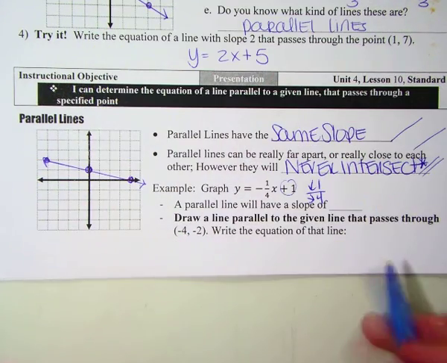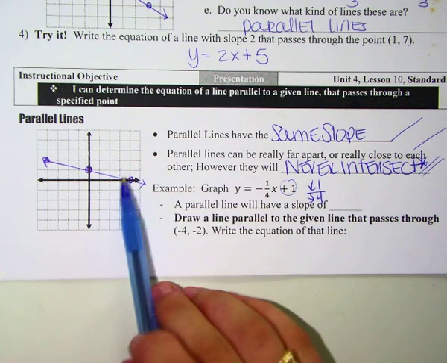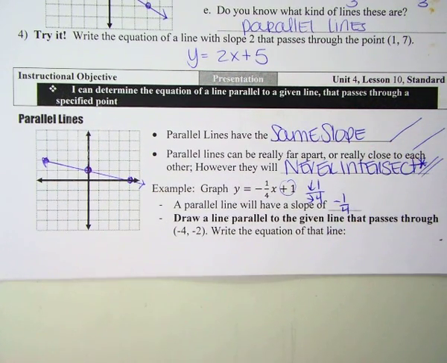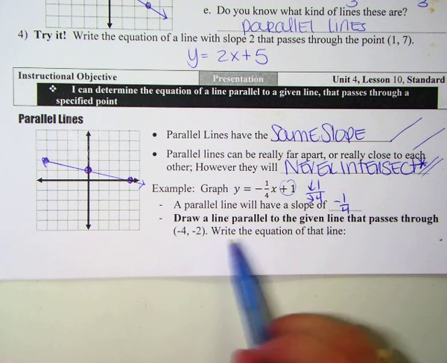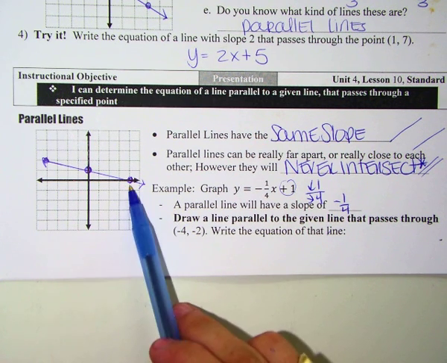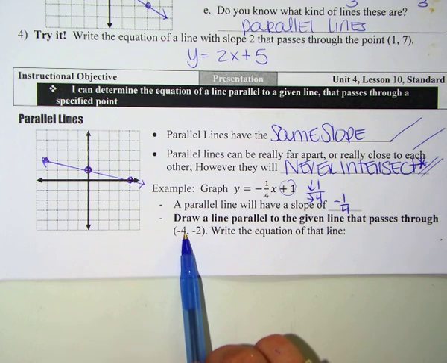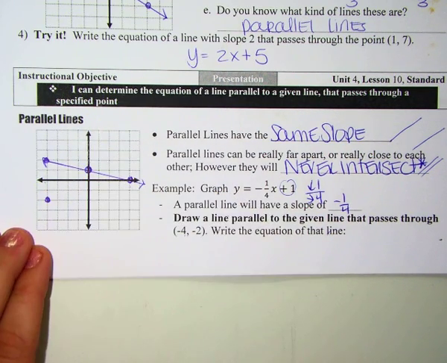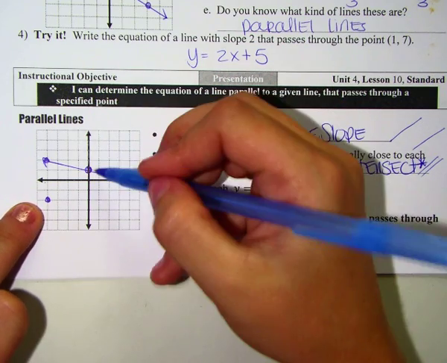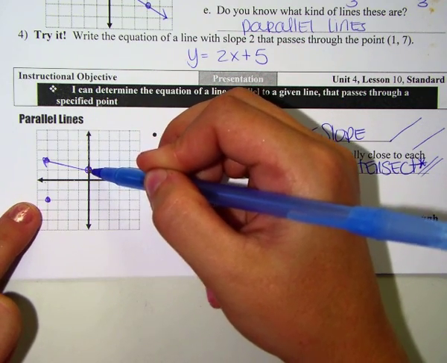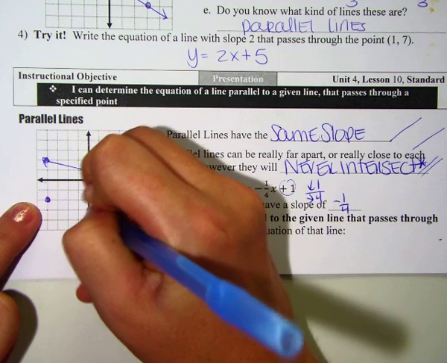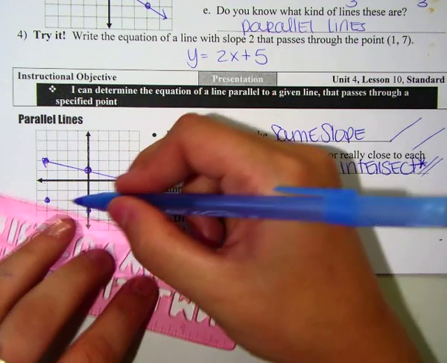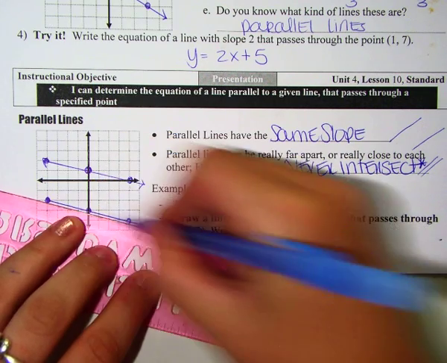So here's our line. Now a line that's parallel to this one will have a slope of negative 1/4 because remember they have the same slope. So now we need to draw a line that's parallel to this one but passes through negative 4, negative 2. Negative 4, negative 2. So if it passes through this one but it's parallel to this one, it will have the same slope, down 1/4. And there you have it.